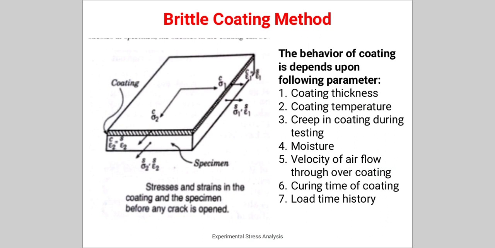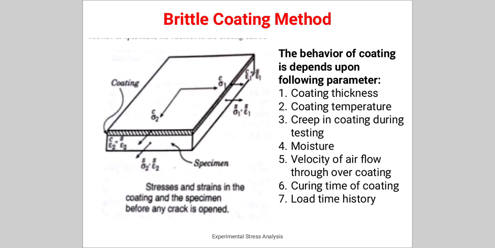But whatever the layer of coating is applied, that layer of coating plays a very, very important role in the brittle coating method, because different types of factors, different types of parameters are to be considered in the brittle coating method. That is, the behavior of the coating method mostly depends upon different types of parameters. So out of that, the first one is the coating thickness. Whatever results you will get, whatever crack patterns are produced in that particular layer of coating, it depends upon the coating thickness. So the thickness of coating also plays a very important role in the production of those crack patterns.